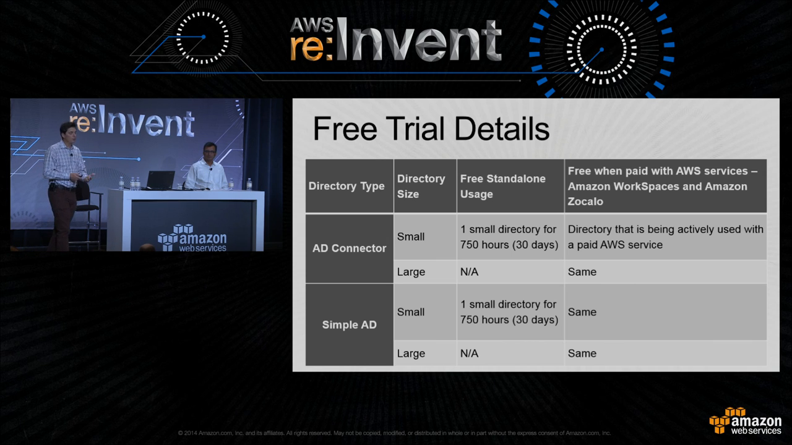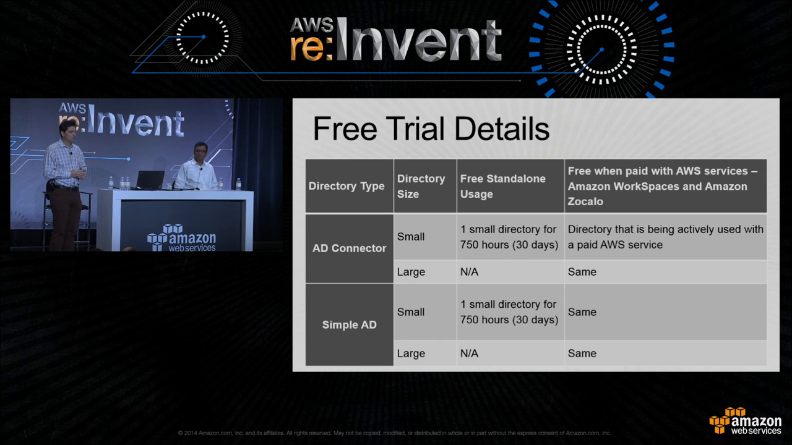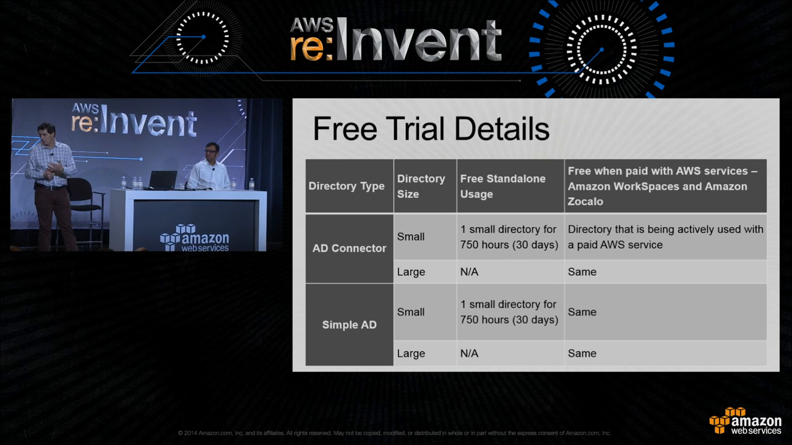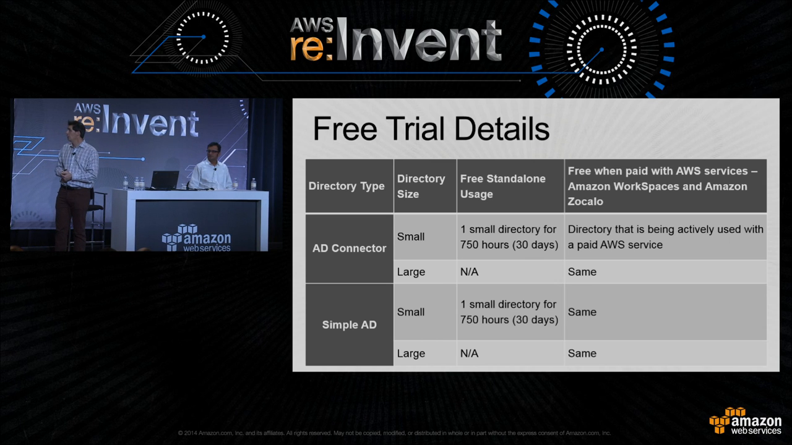We then also offer a free trial. So there's a couple different ways to do that based on the size. So for a small directory, we give you 750 hours or 30 days for free. And then for any of the customers that subscribe to AWS apps, we provide you a directory at no cost. So if you've set up WorkSpaces or Zocalo, you can now use that directory to join other AWS resources to it or to use some of this new functionality.